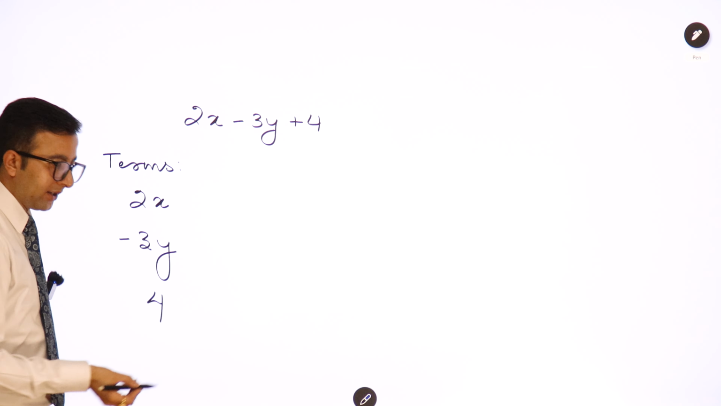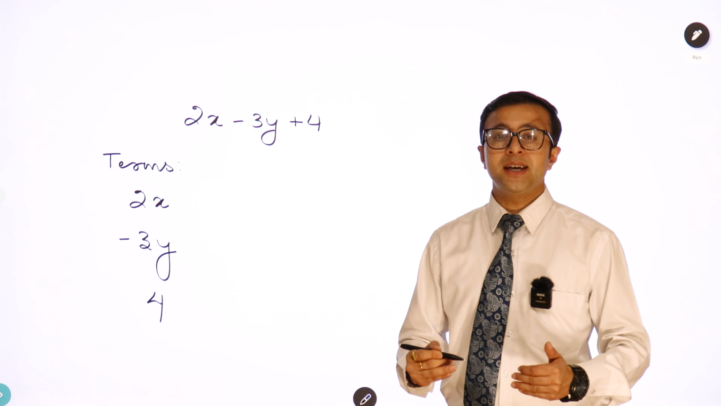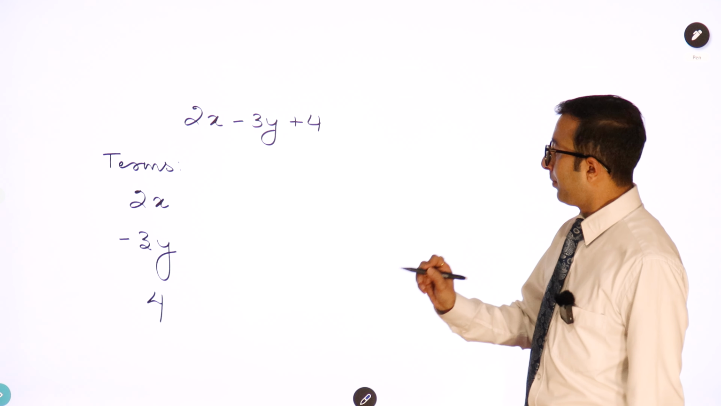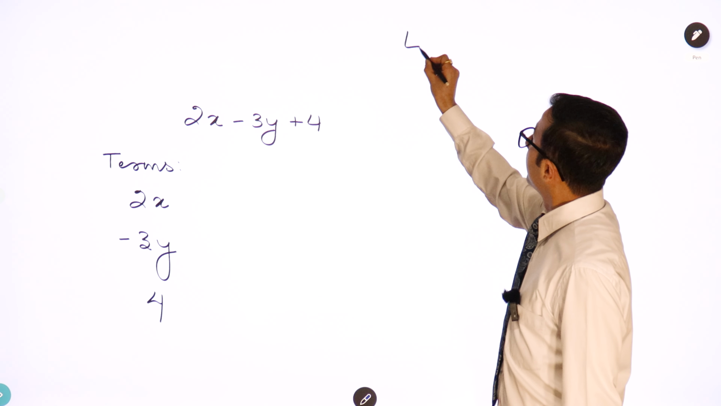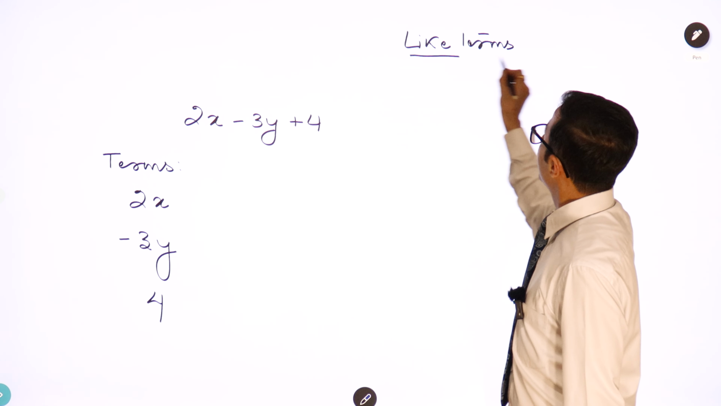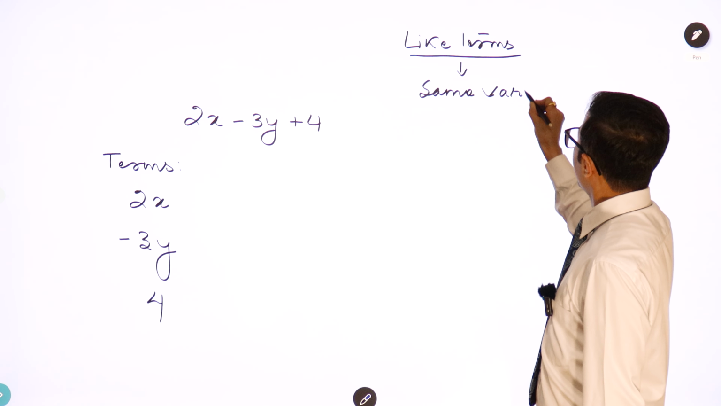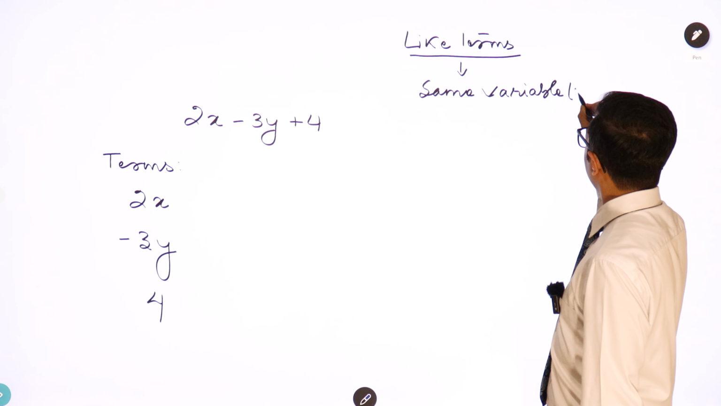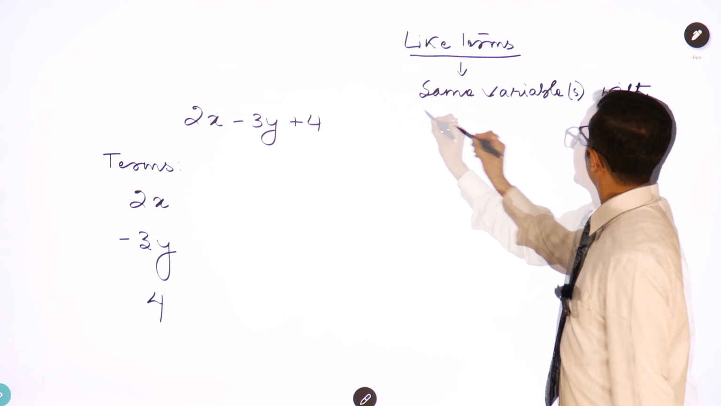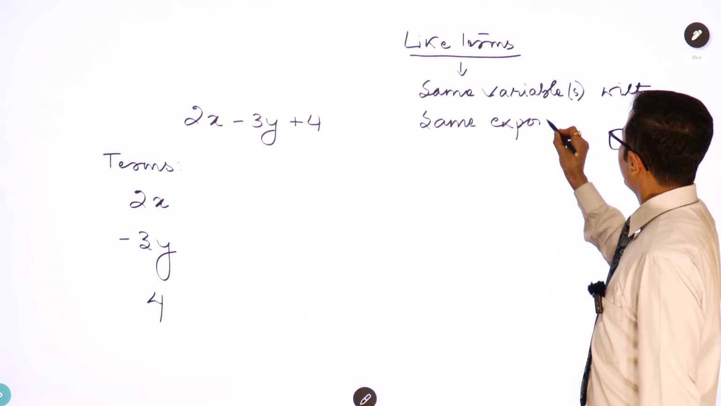After that, there will be slight confusion in case of terms, when we can say that terms are like and when we can say that terms are unlike. Simple thing is that for like terms, you just need to check the same variable or variables with the same exponents.